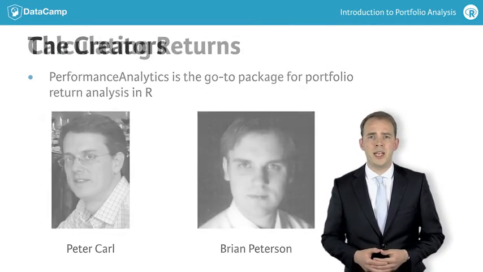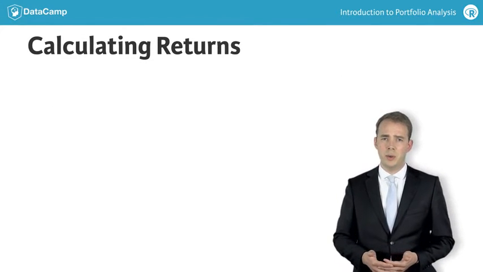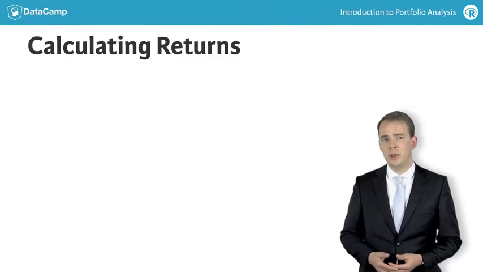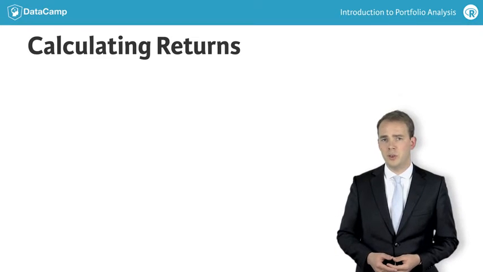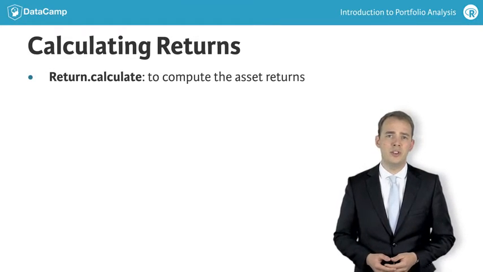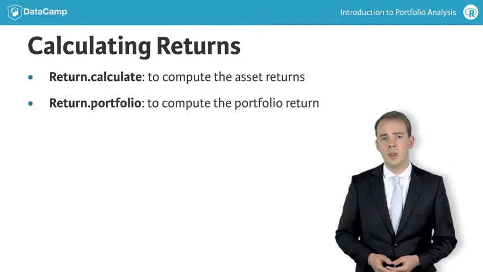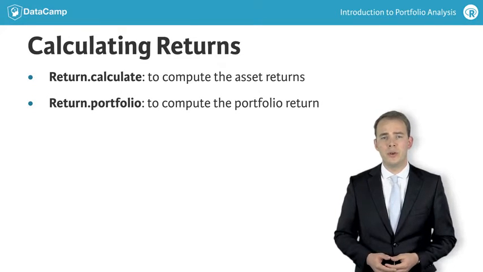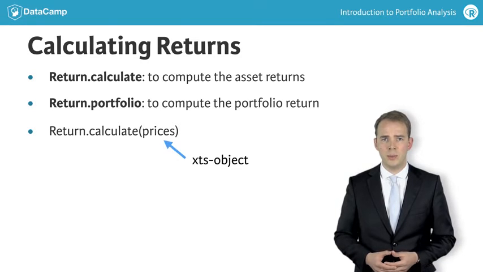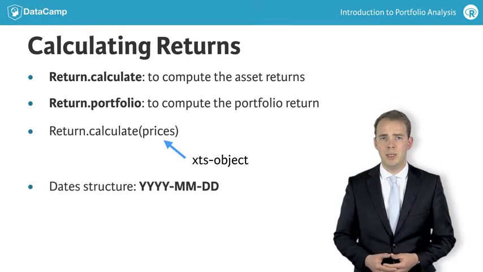So, how to compute the time series of portfolio returns in R? Well, this is made easy by using two functions in R, namely the function Return.calculate and the function Return.portfolio. The main argument for the function Return.calculate is a time series of end-of-period prices of the different investments. This should come as an object of the XTS time series class, meaning that the rows are ordered in time. The corresponding dates are preferably indicated as YYYY-MM-DD.